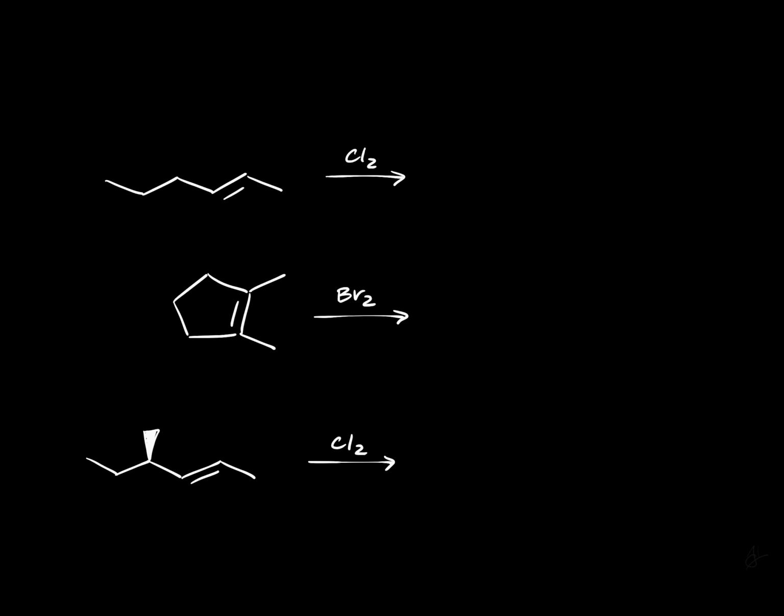So the next reaction we'll talk about is halogenation of alkenes. I'm doing this in this order because these are the most common reactions that you'll find in an organic chemistry textbook or an organic chemistry class. So let's go ahead and get started.